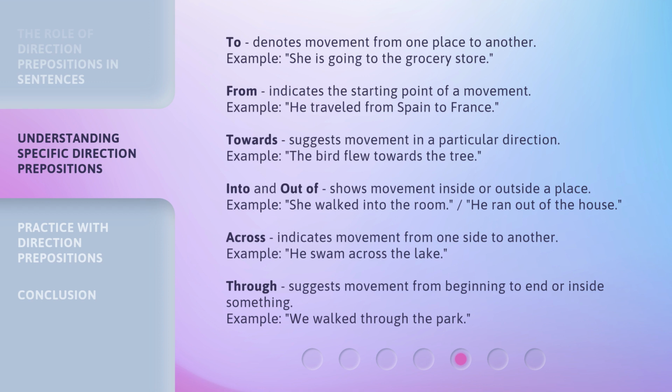Into and out of show movement inside or outside a place. Example: She walked into the room. He ran out of the house. Across indicates movement from one side to another. Example: He swam across the lake. Through suggests movement from beginning to end or inside something. Example: We walked through the park.